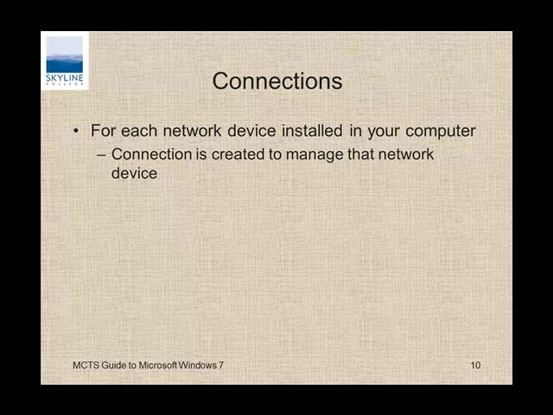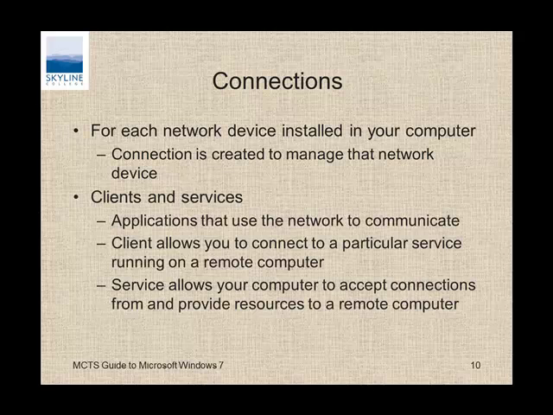Connections are created to manage the network for each one. Yes, we do all of that stuff. Clients and services use the network to communicate. The client allows you to connect to a particular service running on a remote computer, and some of these things are necessary. Remote calls are sometimes required in order to make applications work, and there's a service that allows that. Again, this all goes back to the grouped configurations: home, work, and public networks. What are you going to allow and what are you not going to allow?